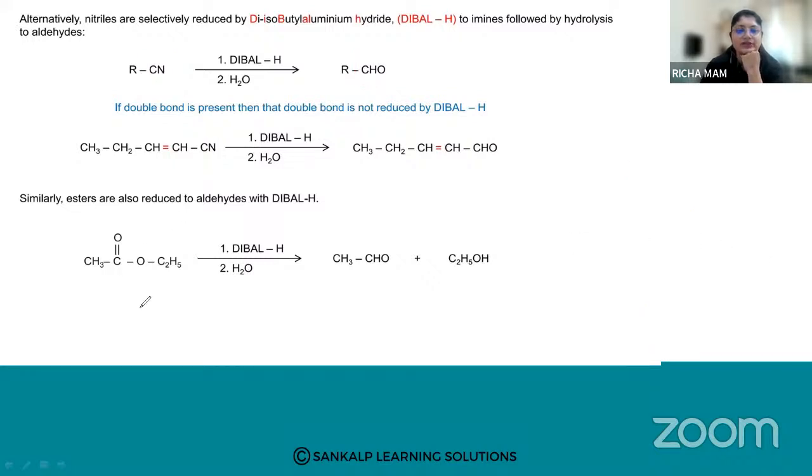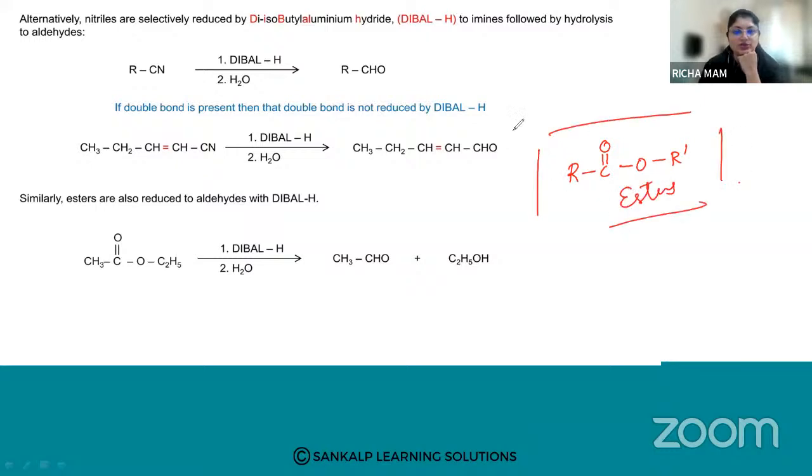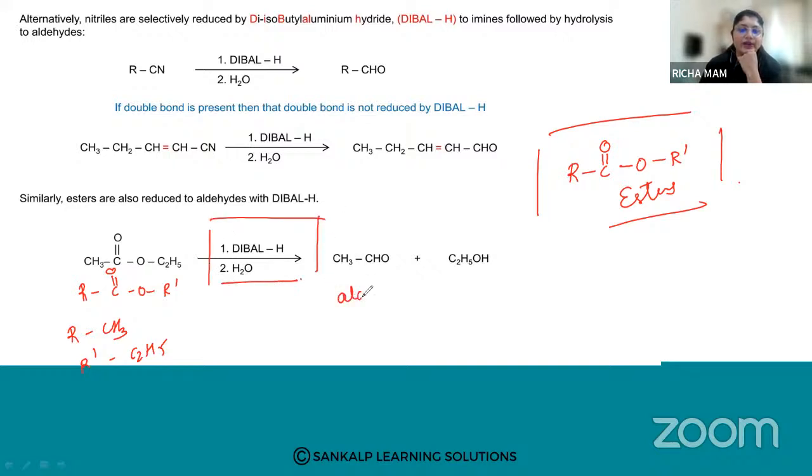Similarly with esters also. What do you mean by esters? Esters are this, right? So we can do a reduction on esters also. Your R C double bond O R dash, where our R is CH3 and R dash is C2H5. Again with DIBAL-H and water, we are going to get aldehyde and alcohol.